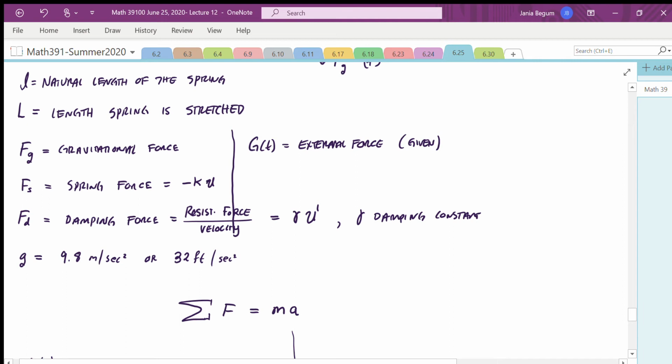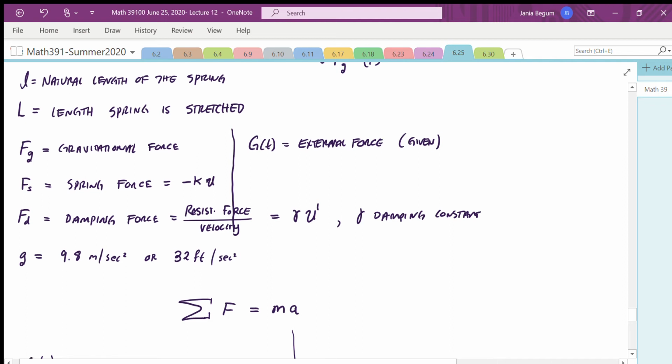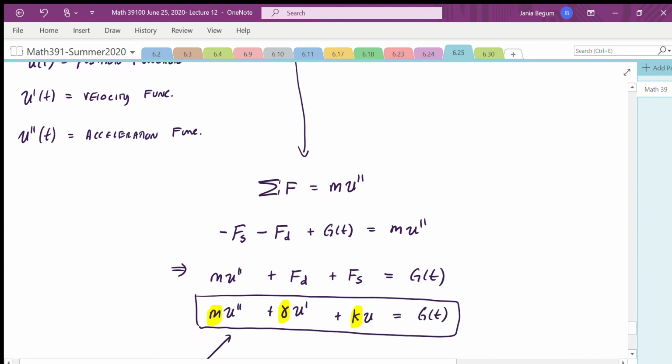So we know spring force is determined by the spring constant k times the position, which is u. So we have negative k times u. That's going to stand for spring force. So replacing that into our formula, we have mu double prime plus gamma u prime plus k times u equals G of t. That's the differential equation we're working with.